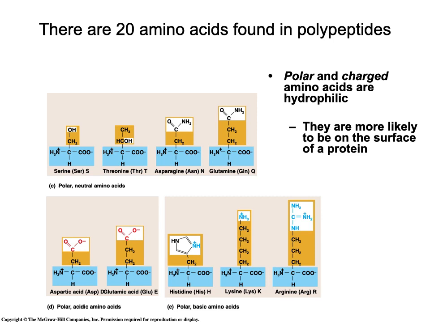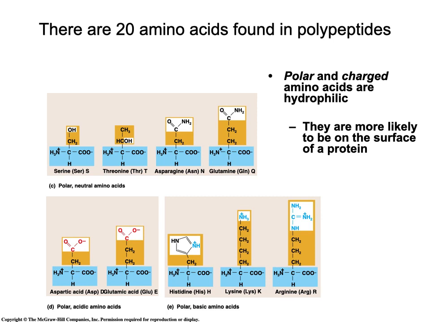So for this slide, we're looking at the polar amino acids. So in panel C, we have polar amino acids but are neutral, so they don't have a charge to them. On the bottom panel, we have for D, these are the polar and acidic amino acids. So they're going to have a negative charge. And for E, we have our polar basic, so they're going to have a positive charge.